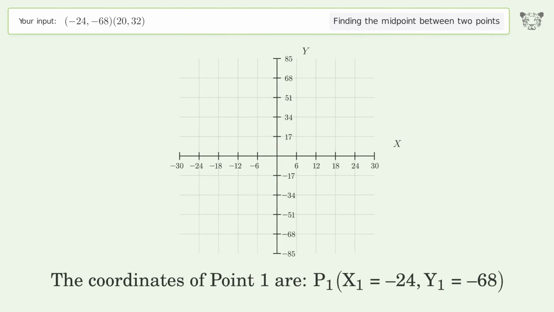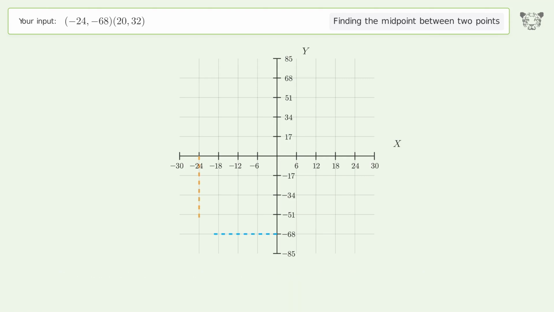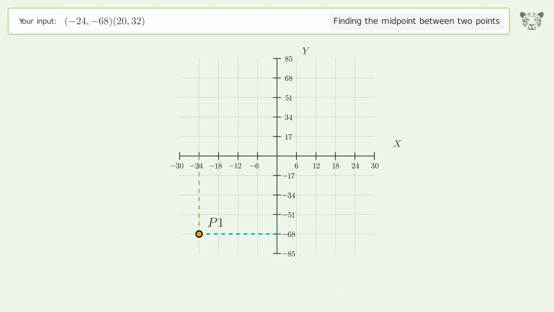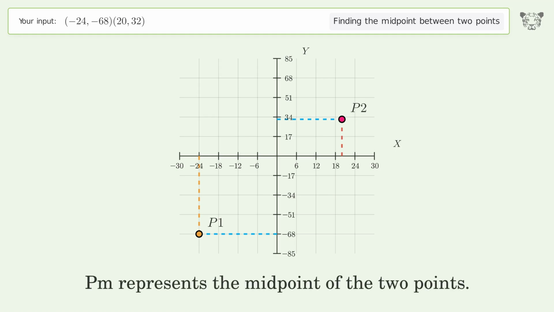The coordinates of point 1 are, x1 equals -24, y1 equals -68. The coordinates of point 2 are, x2 equals 20, y2 equals 32. PM represents the midpoint of the 2 points.